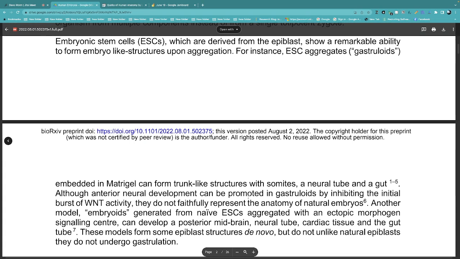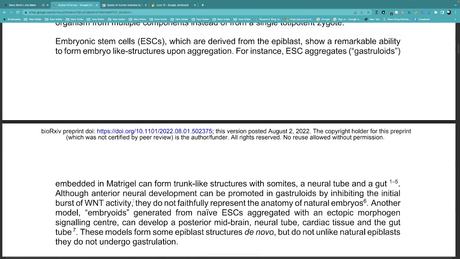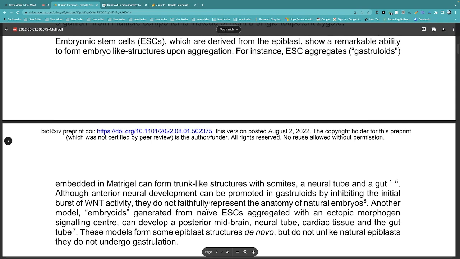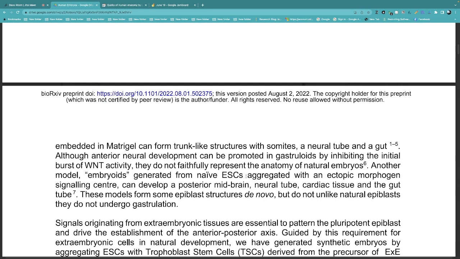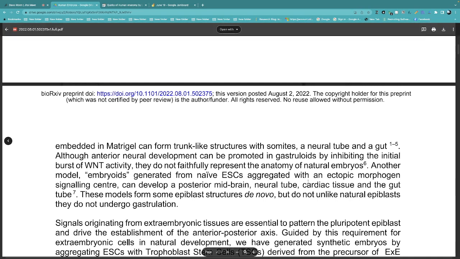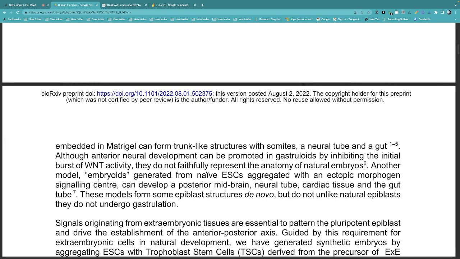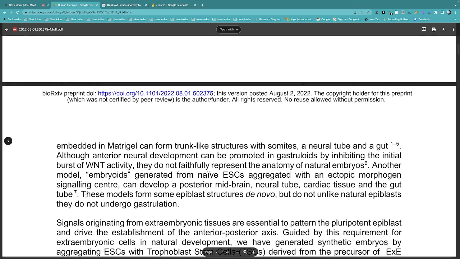Although anterior neural development can be promoted in gastroloids by inhibiting the initial burst of Wnt activity, which is a gene that gets expressed early in development and is important for developmental signaling, they do not faithfully represent the anatomy of natural embryos. So embryoids generated from naive ESCs, these embryonic stem cells aggregated with an ectopic morphogen signaling center, where you have this chemical signaling which promotes morphogenesis, can develop a posterior midbrain, neural tube, cardiac tissue, and the gut tube.